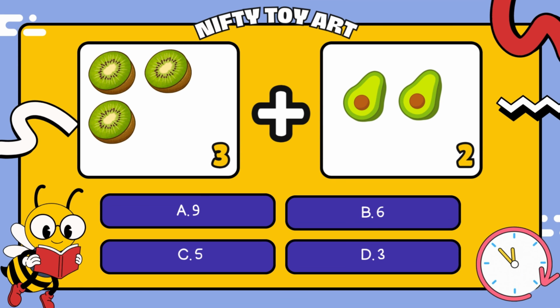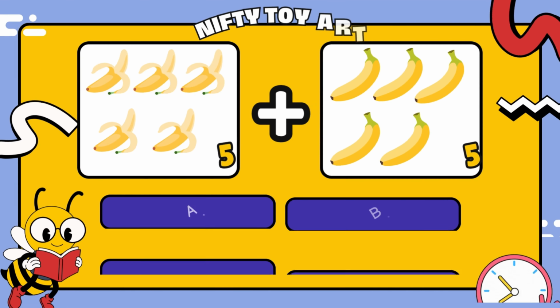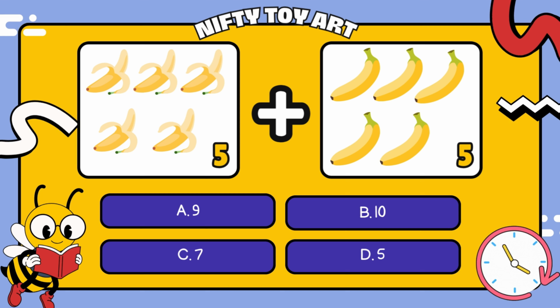I have 3 kiwi plus 2 avocado. How many fruits do I have? That's right, 5 fruits. I have 5 banana plus 5 banana. How many fruits do I have? That's right, 10 fruits.